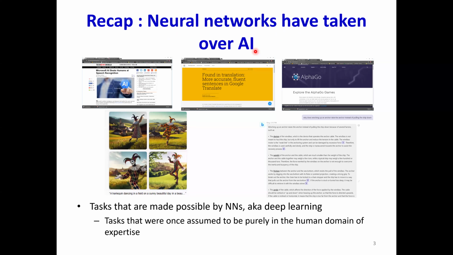So overall, here's what we've learned so far. Neural networks have taken over pretty much most of AI. Here are a bunch of different tasks that were made possible by neural networks, also known as deep learning these days. These tasks were once assumed to be purely in the domain of human expertise, but now machines can routinely recognize speech, perform translation, and even create. So neural networks have achieved what seemed impossible just a few years ago. Why so?